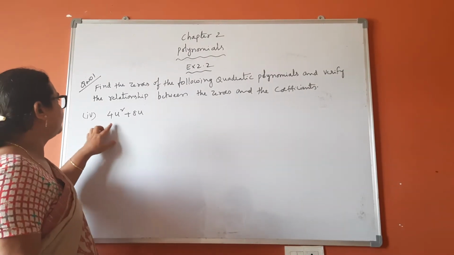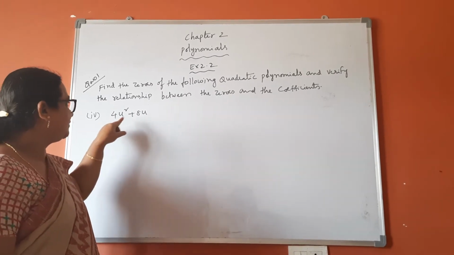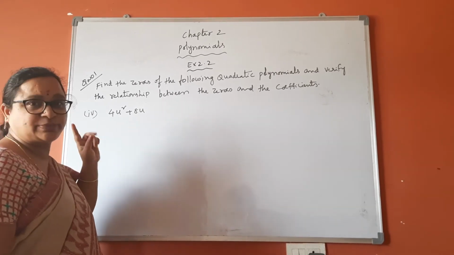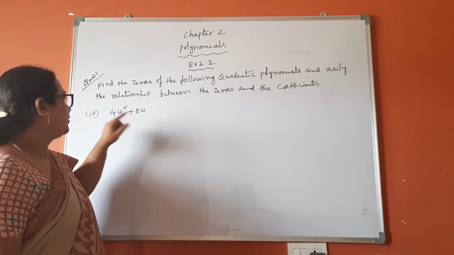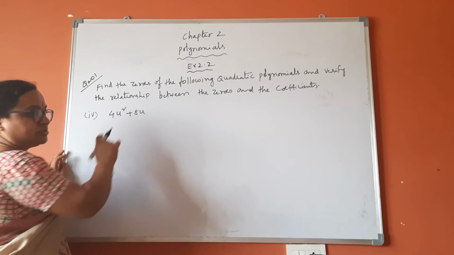Question number 4. 4u square plus 8u. Can we use splitting middle term method here? No, because there are only 2 terms. For splitting middle term, we need 3 terms.